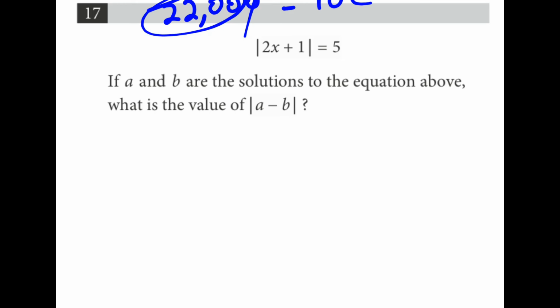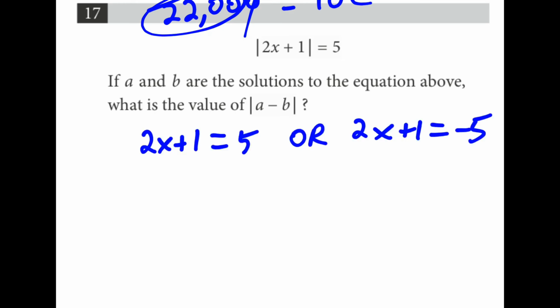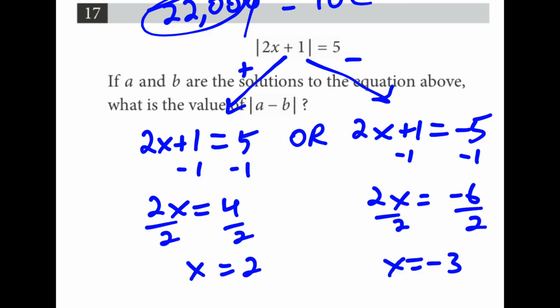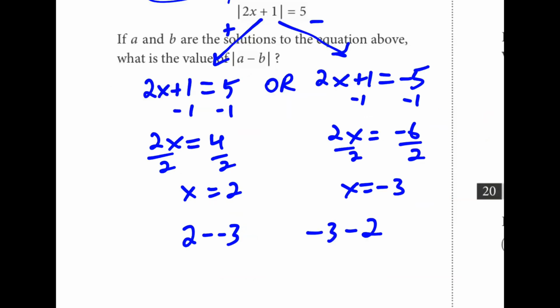Number 17, absolute value problem. So that means we split, and we have two possible answers. Here on the left, we have that 2x plus 1 is equal to positive 5, and here on the right, we have the negative solution, 2x plus 1 is equal to -5. We're going to subtract 1 from both sides on both equations. Then we're going to divide by 2 on both sides for both equations. So our two solutions are 2 and -3. So whether I take 2 minus a -3, which is 5, or -3 minus 2, which is -5, when I take the absolute value of these, the answer is just going to be 5.